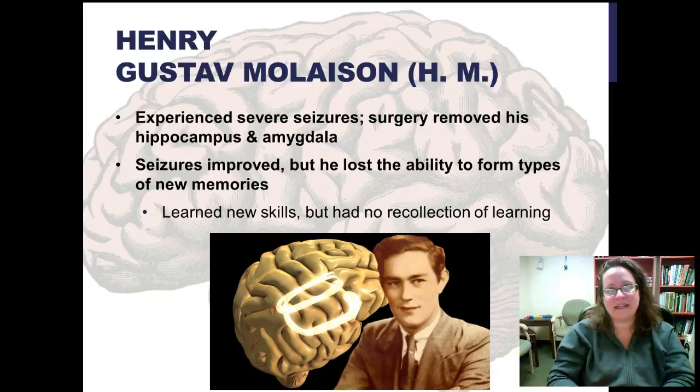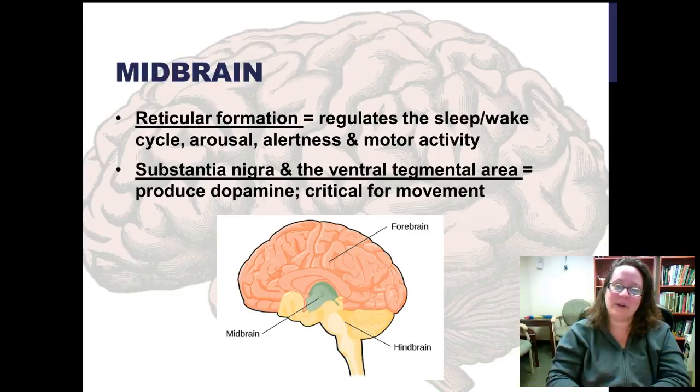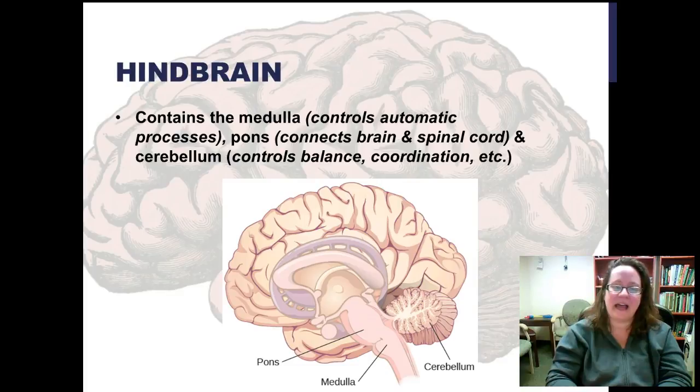But they found that he did get better at some of the things that they asked him to do. So they asked him to fill out a maze. He would get better at that maze, but he didn't remember doing it before. So he was learning in some way, but had no memory at all of learning those things. The midbrain, we won't spend a lot of time on the midbrain, but the reticular formation, as well as the VTA, these are important parts of the midbrain. The hindbrain, we've got the medulla, the pons, the cerebellum. So these are important for life-sustaining functions.